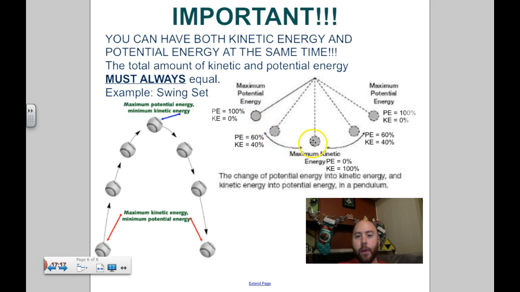As it gets to the very bottom, the height will be 0. So mass times gravity times height, the height is 0, so mass times gravity times 0 is 0. So I have 0 potential energy.